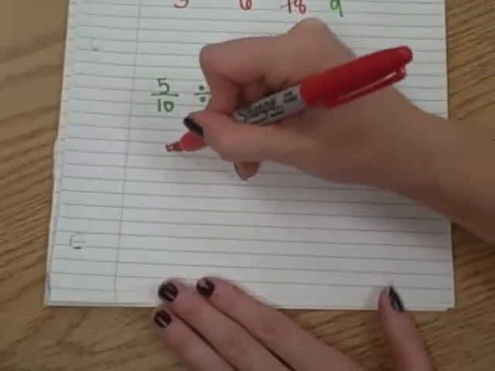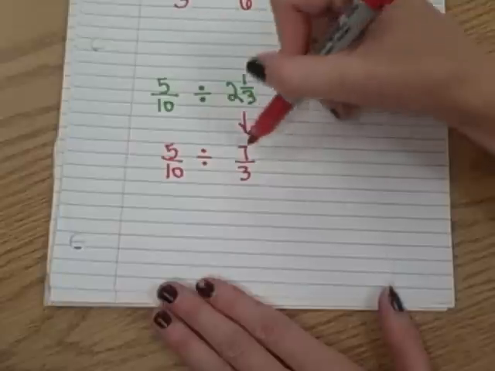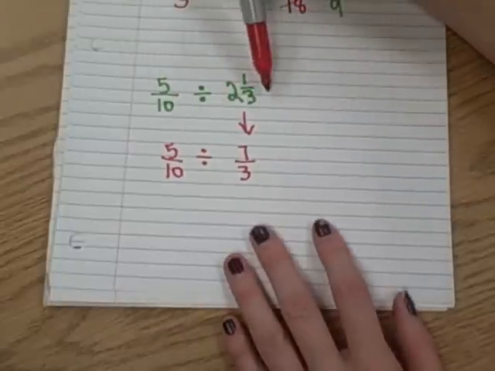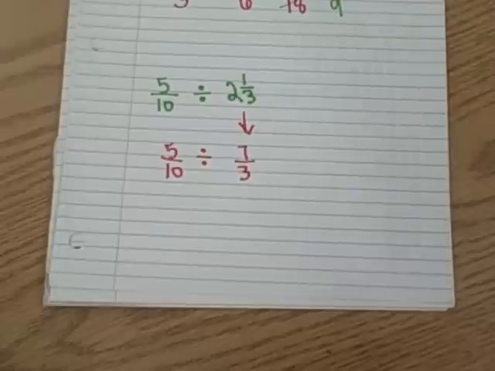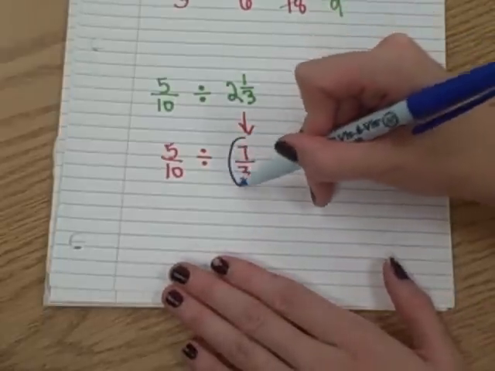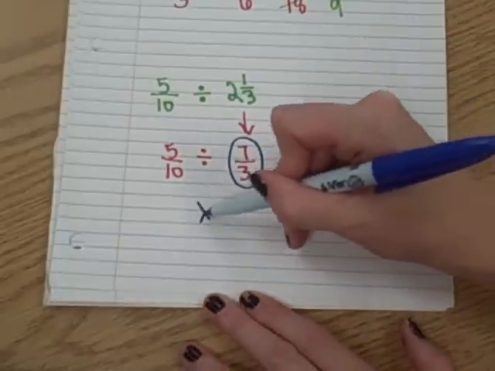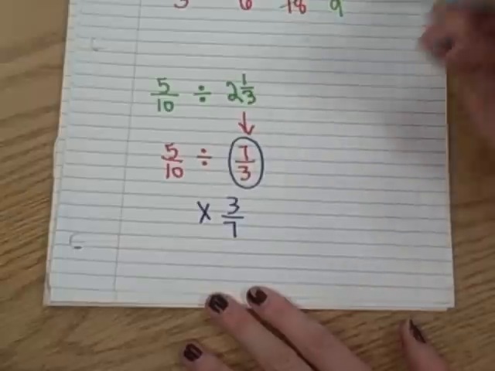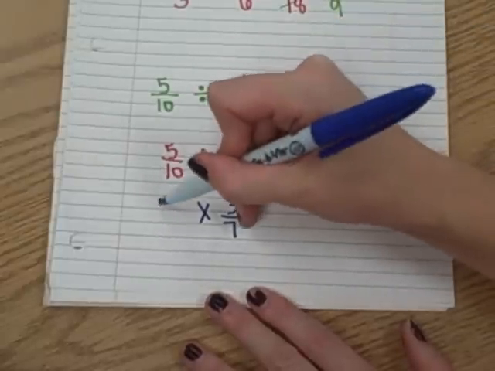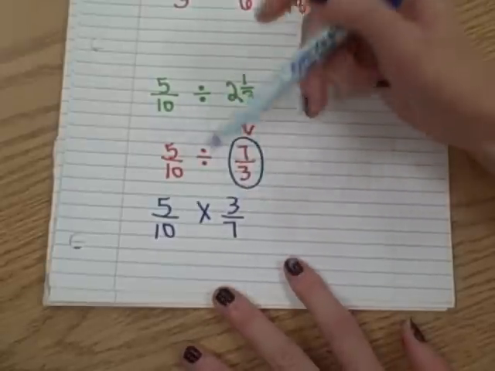I'm just going to rewrite my problem now so we can see where we're at. 5/10 divided by 7/3. This is the exact same problem, I just changed the mixed number into an improper fraction. Now we're ready to follow our rules for division. So the second fraction, don't be shy, flip yourself and multiply, because we're going to multiply by the reciprocal of 7/3, which is 3/7. And now we're going to simply multiply. We're going to multiply 5/10 times 3/7.